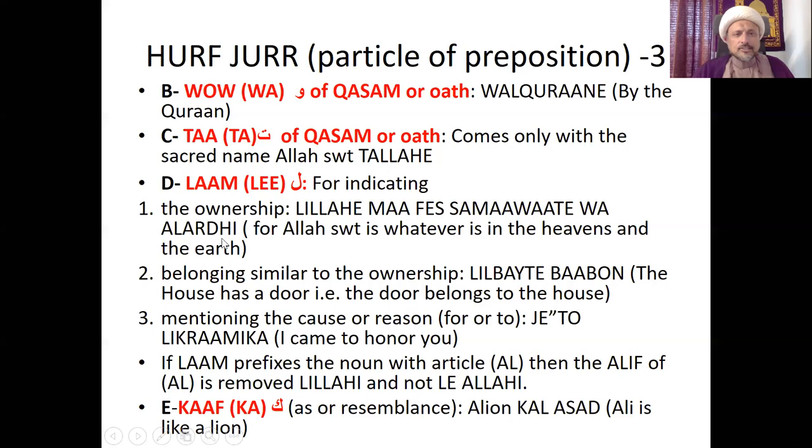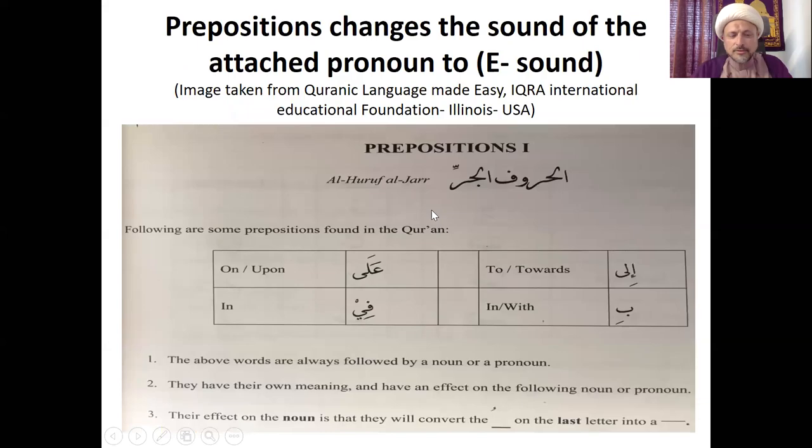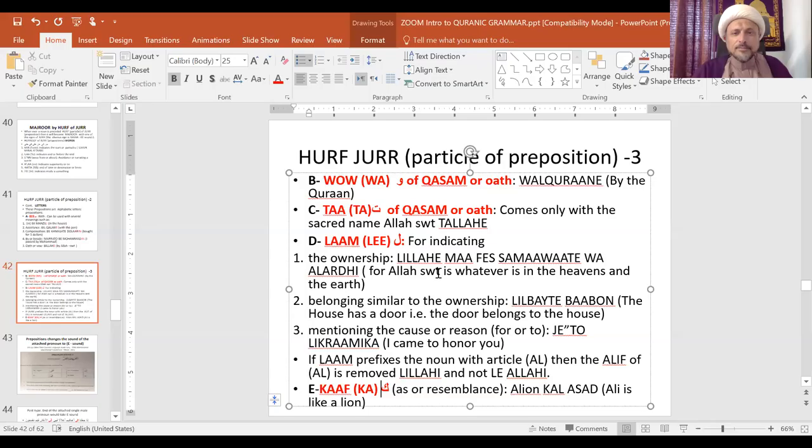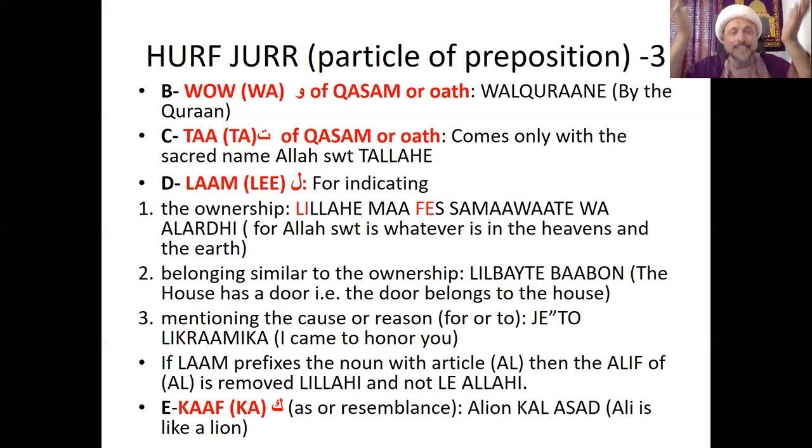Now let's see. Lam, li, has several meanings. Li could be lillahi ma fi as-samawati wa ma fi al-ard. For Allah is whatever is in the heavens and whatever is in the earth. See, again, we have two huruf al-jar here. This li is harf jar. And then there is this fi, harf jar. Ma fi as-samawati wal ardi. So it is for Allah, whatever is in the heavens and whatever is in the earth. So for Allah: belonging, similar to ownership.